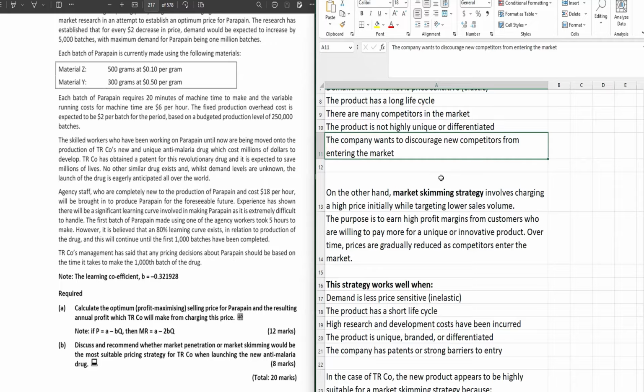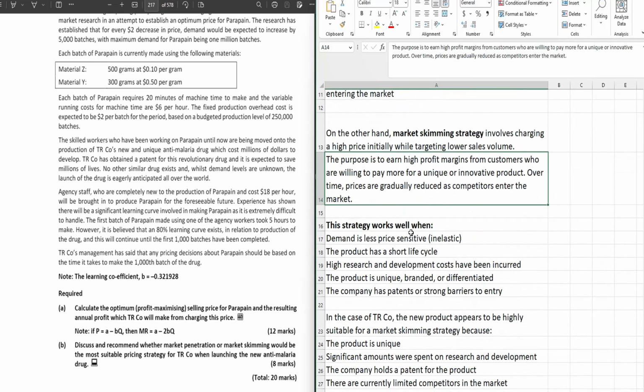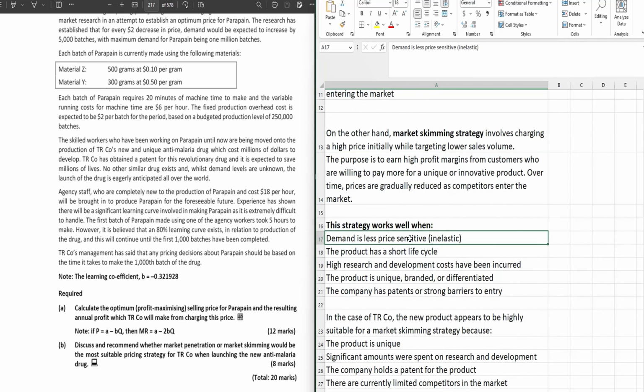Now this strategy will work well when demand is less price sensitive, that is inelastic, and the product has a short life cycle. That means in a short period we need to recover whatever cost has been involved in manufacturing this product, very soon. And how can we recover? By charging the higher selling price, okay. And where there is high R&D cost involved, this strategy will also be suitable.